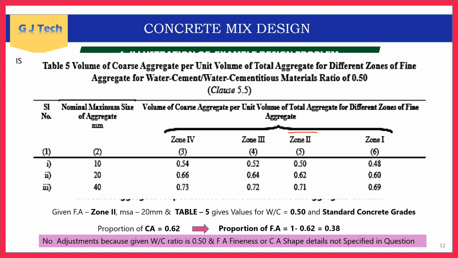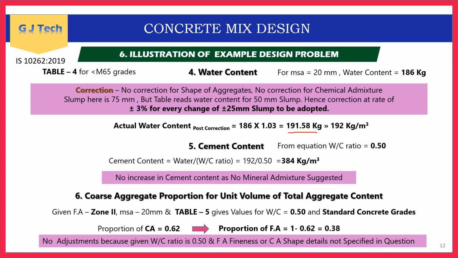The nominal maximum size of aggregate is 20 mm. So the volume of coarse aggregate per unit volume of total aggregates for zone 2 is 0.62. This is how we read the coarse aggregate value from the tables. So coming back, we have obtained a coarse aggregate proportion of 0.62. This is not the total volume of coarse aggregate, this is the proportion of coarse aggregate in the total aggregate content.